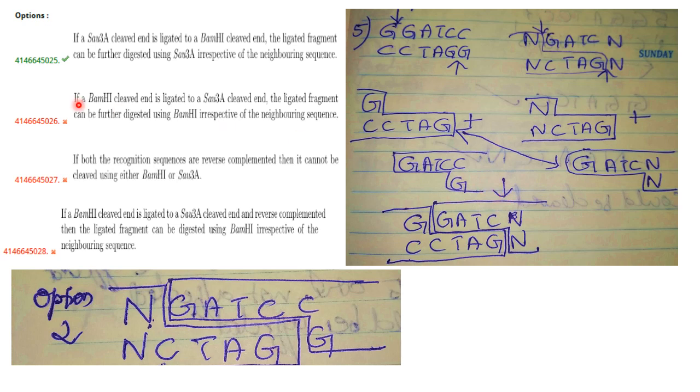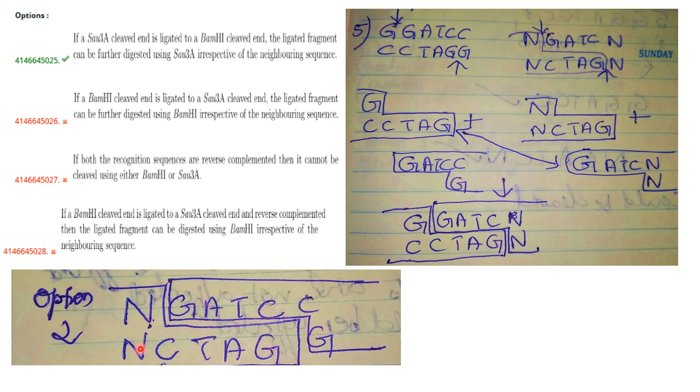Then next one. If a BamH1 cleaved end is ligated to a Sau3A cleaved end. Same way, suppose these two are ligated. The ligated fragment can be further digested using BamH1 irrespective of the neighboring sequence. Now these are the ligated product of Sau3A and BamH1 cleaved fragments.